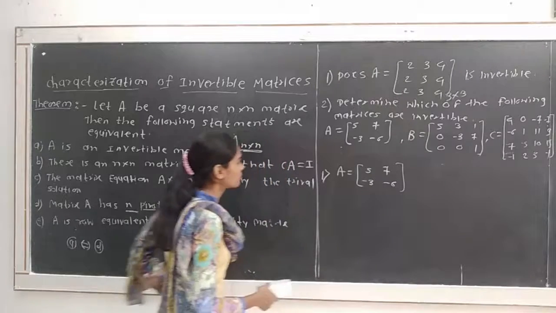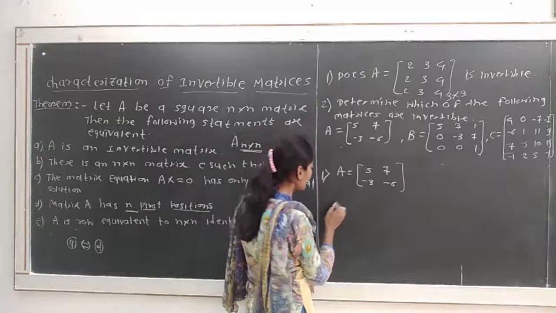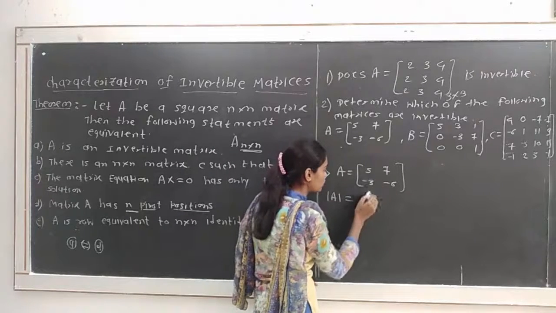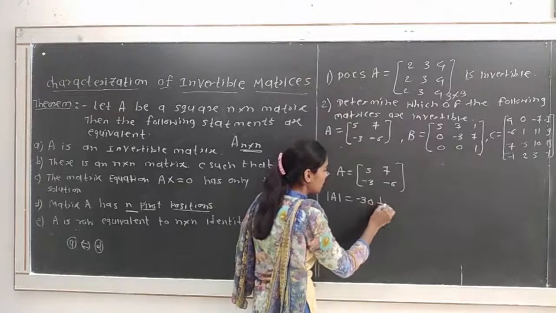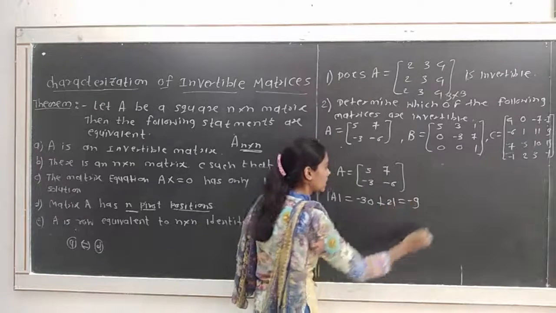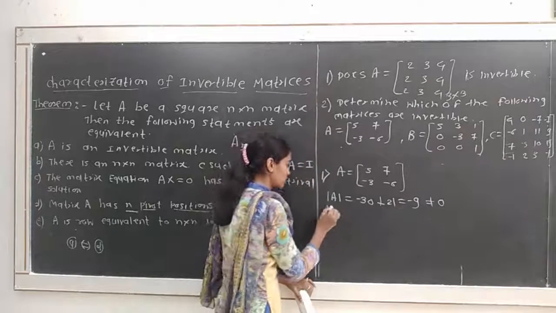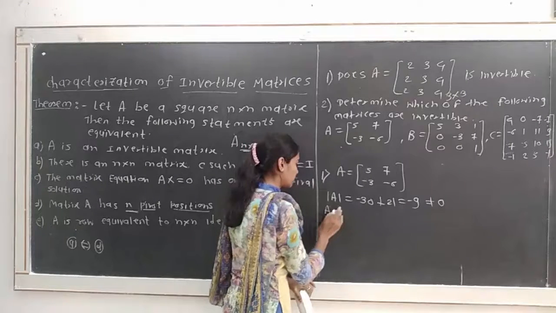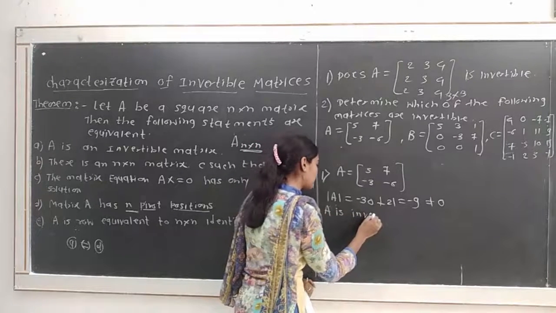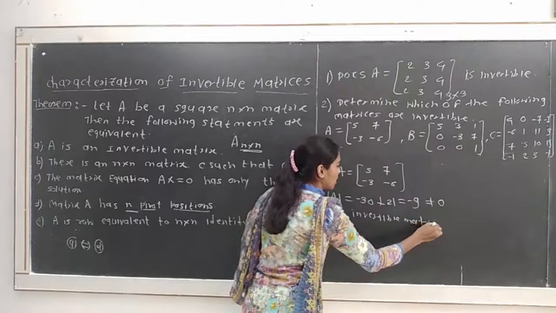Here we find the determinant of this matrix. Determinant of A is equal to minus 5 into 6, which is minus 30. Minus minus becomes plus 21. That is, we get minus 9, which is not equal to 0. So by using the theorem, determinant of A is not equal to 0, so A is an invertible matrix.